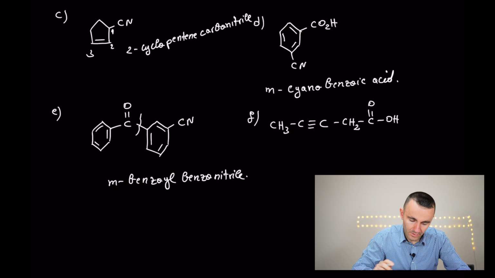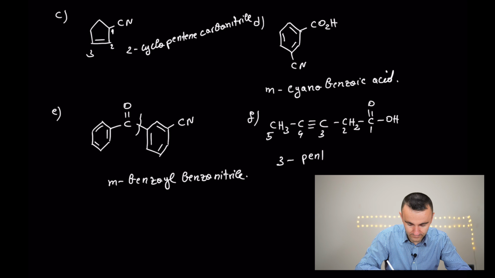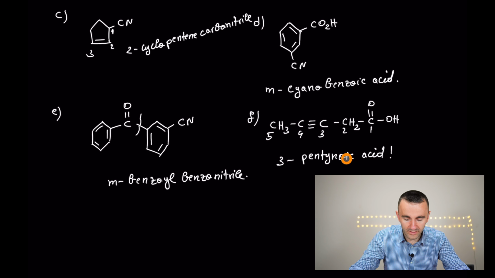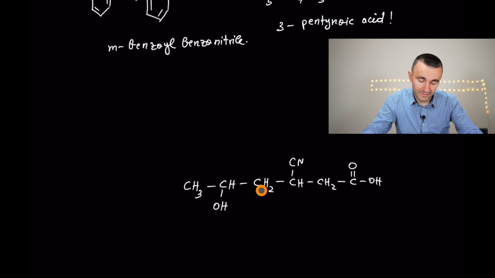Right? And the last one, point F, in this case, you have a triple bond, 1, 2, at the third position, 4, 5. So as a long name, it's going to be 3-pentynoic acid, right? 3-pentynoic acid. What about this one? If you could name this one, leave that in the comments down below, and I will check if you named it right.